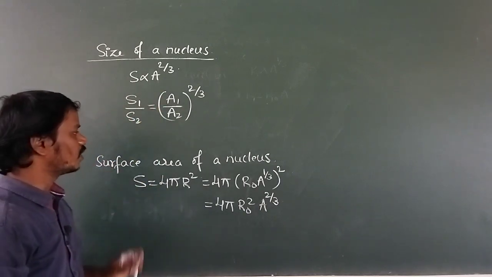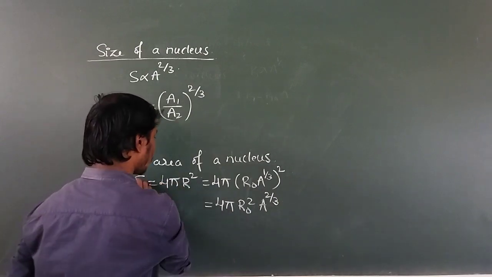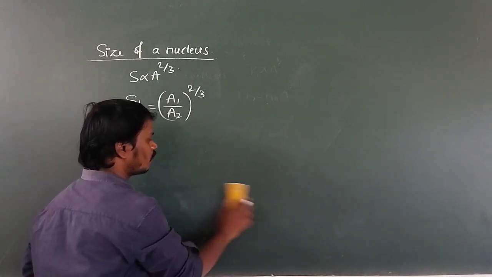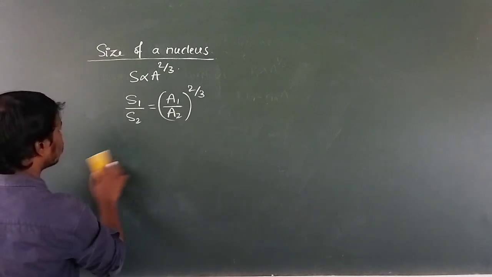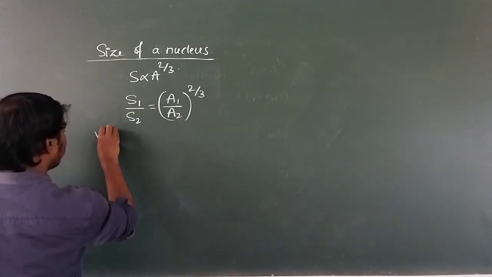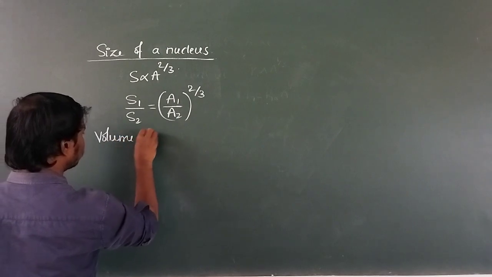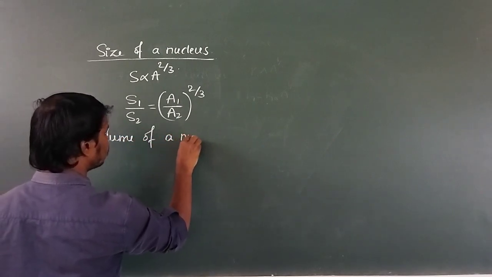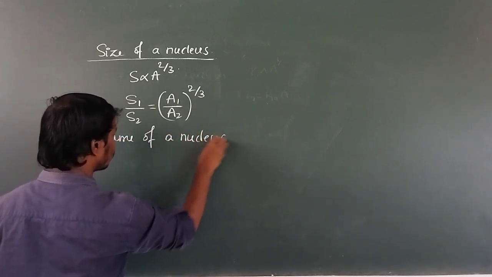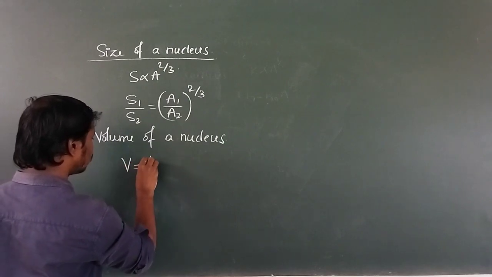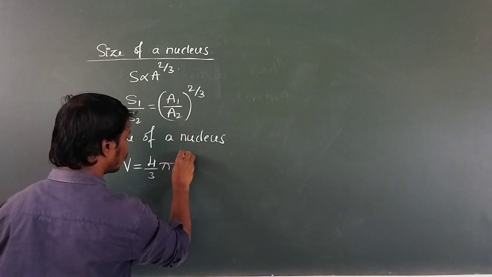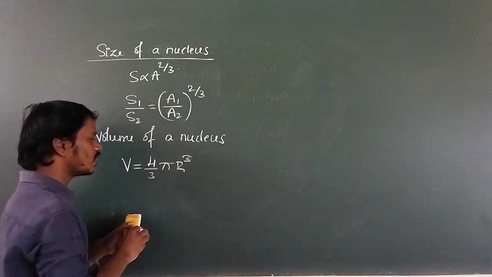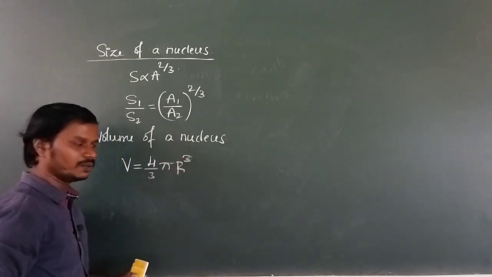Okay. Next one, volume of a nucleus. What is the volume of the sphere? That is 4 by 3 pi r cube. So V is equal to 4 by 3 pi r cube. What is R here? R is the radius of the nucleus.